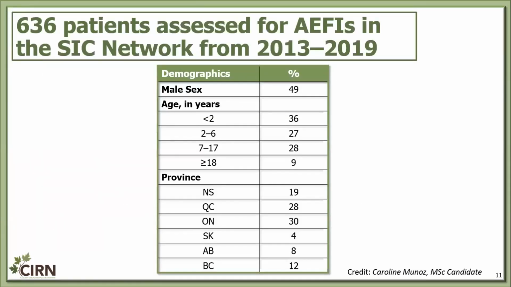So between 2013 and fall of 2019, we had received well over 1,000 referrals to the network. And among those, we enrolled 636 patients with previous AEFIs. We have about 50% male to female distribution, and about 90% of our participants are children under 18 years of age. As I mentioned, the clinics are across 6 provinces, and most of the patients come from Eastern and Central Canada, so Ontario, Quebec, and Nova Scotia.